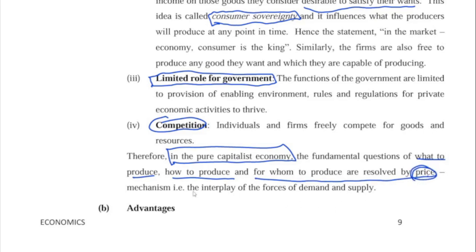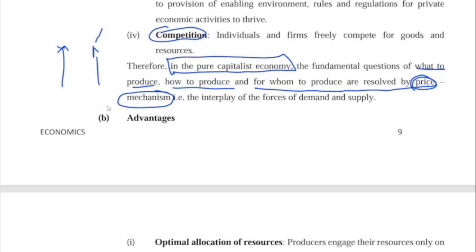By price mechanism. Okay, by price mechanism. And price mechanism is talking about the interplay of the forces of demand and supply. So what are people demanding for? Let's go and produce it. What are the things that have high prices? Let's go and produce it. Are you getting my point? So those are the features of pure capitalism, the capitalist system.